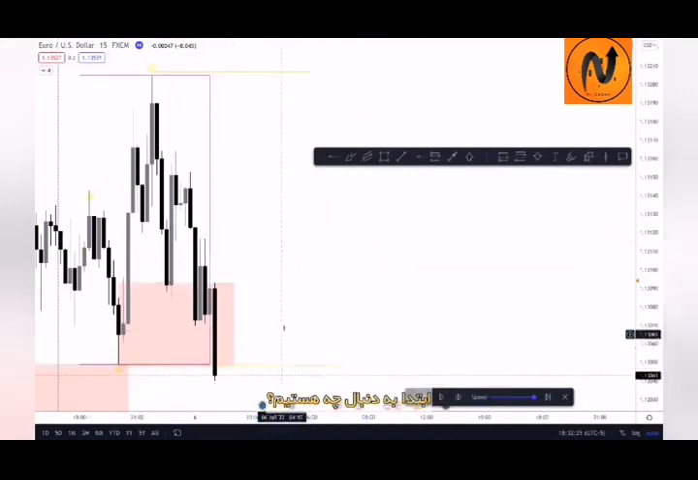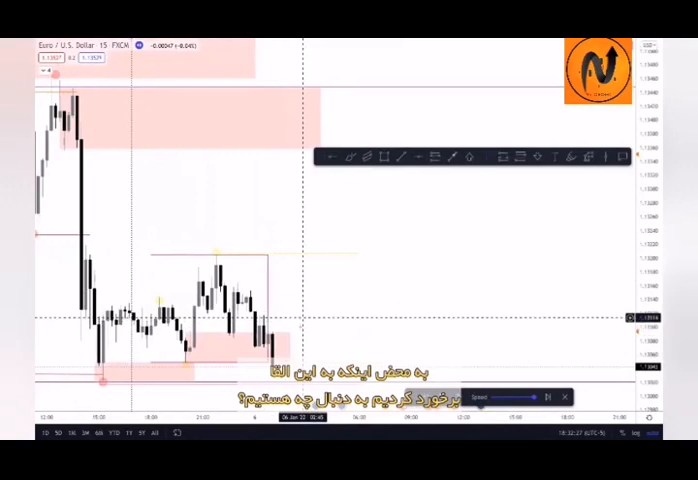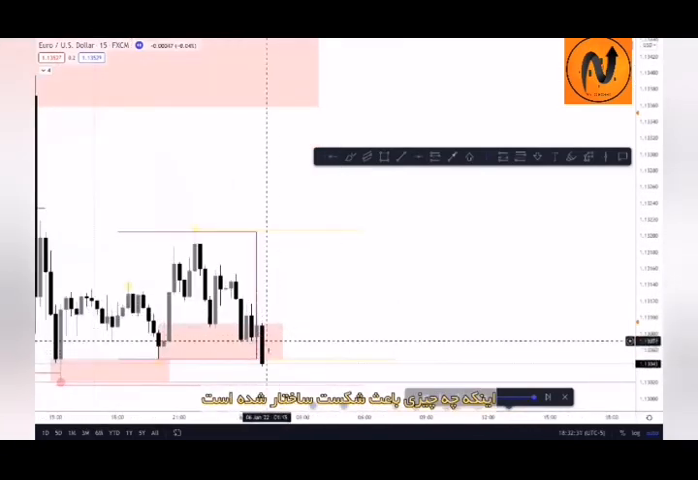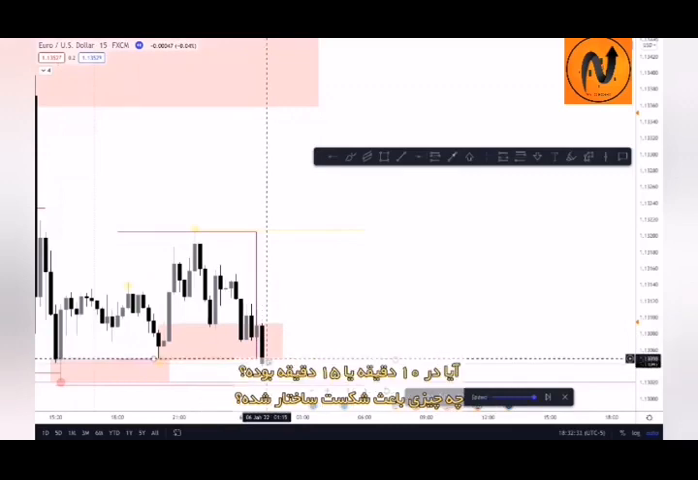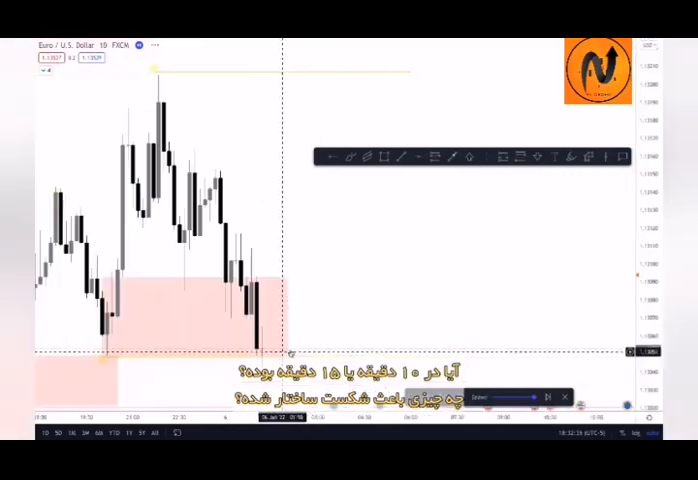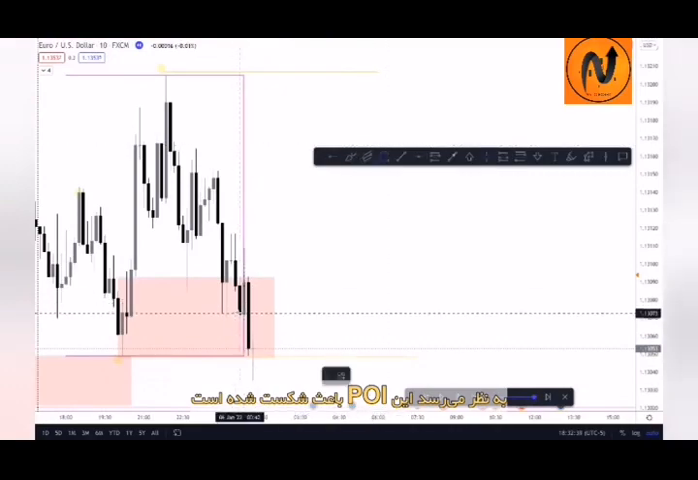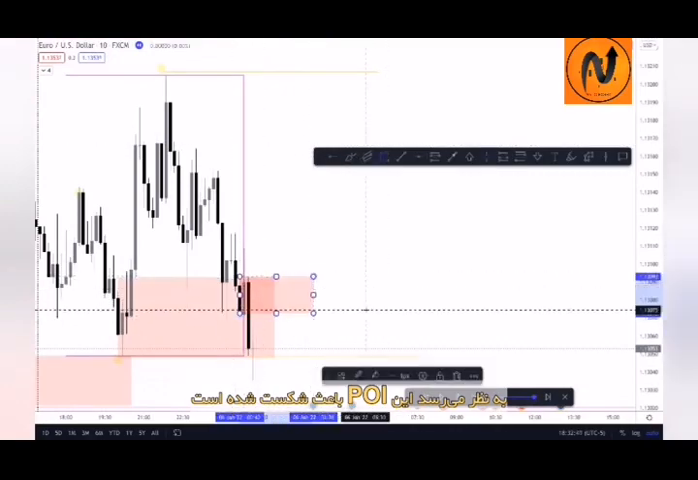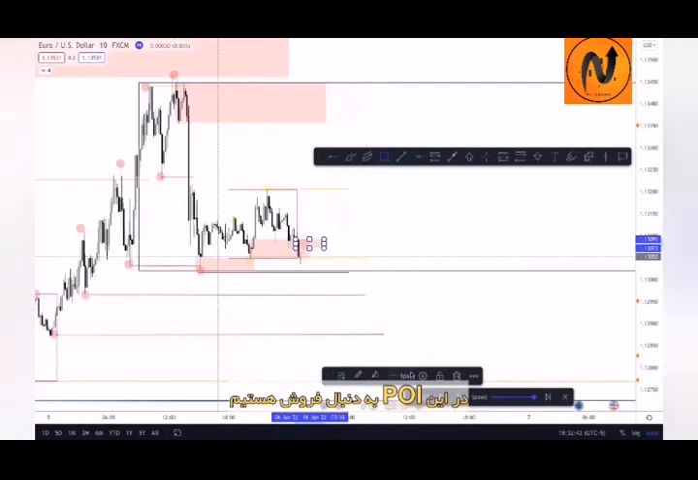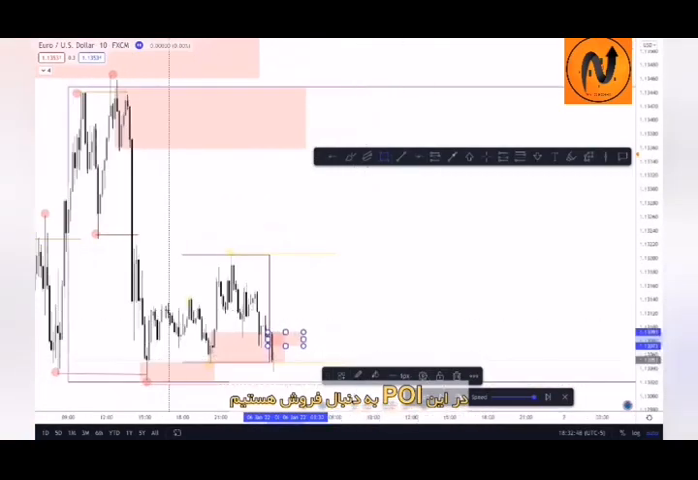What is the first thing we look for? As soon as we are touching this inducement, what are we looking for? What caused the break of structure? Let's look on a 10-minute, 15-minute. What caused that break of structure? Looks like this POI caused the break of structure. We will be looking for sells within that POI.